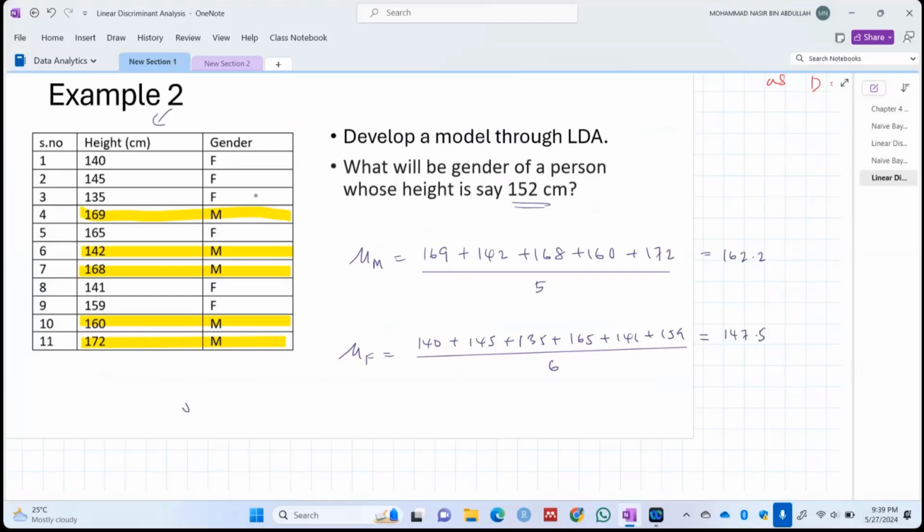Now we need to calculate the variance. The variance is the double summation of (xi minus mu k) squared, divided by n minus k. For the first part, let's calculate for male: 169 minus 162.2 squared plus 142 minus 162.2 squared plus, we need to calculate every one.